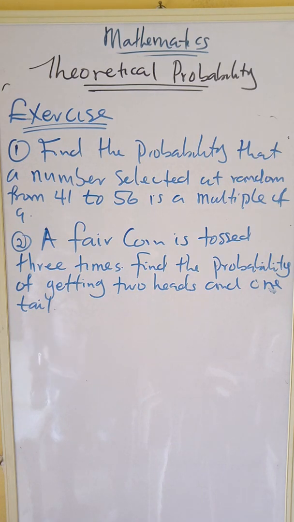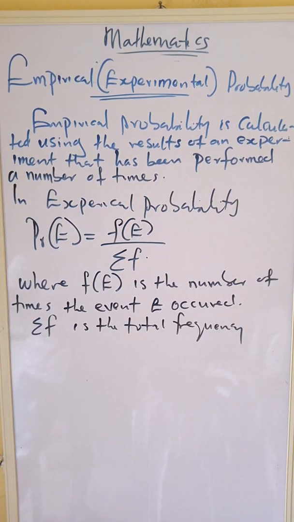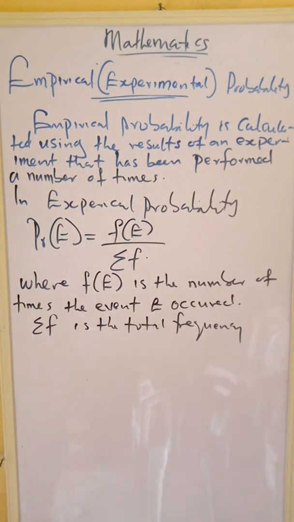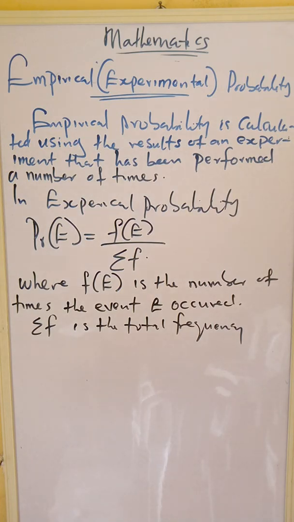Thank you. So we are moving to empirical or experimental probability. Empirical probability is the probability calculated using the result of an experiment that has been performed. They will have performed those experiments, they will give you those results, and they will ask you to calculate the probability.